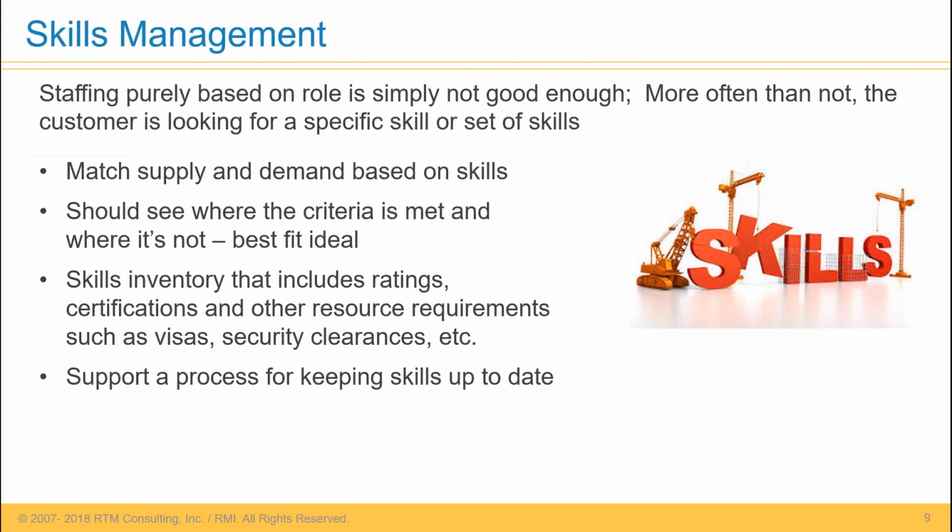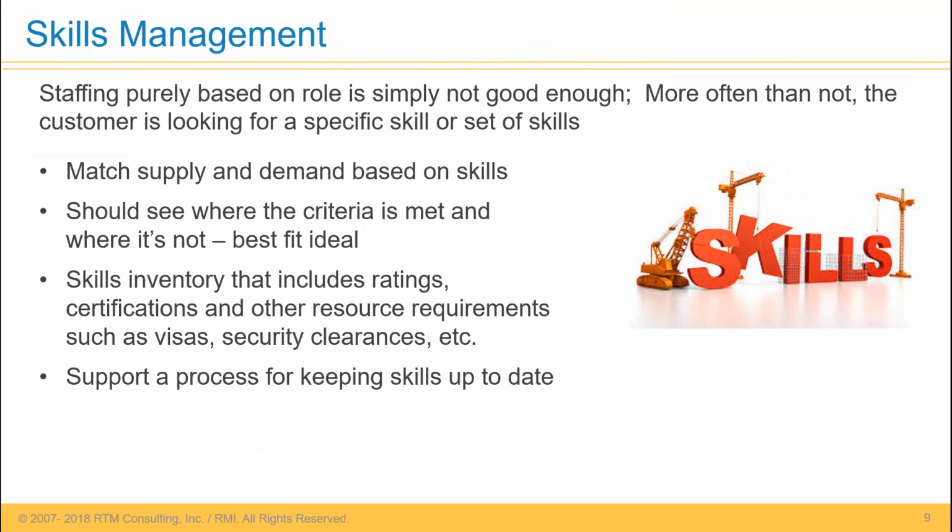And I know I don't have to tell you how important it is to get the person with the right skills onto a project. So when I'm searching for this resource to match to this assignment, I should be able to search by skill or by multiple skills. I should be able to do this fairly easily. I should be able to see the best fit, right? Where the criteria is met, where it isn't met. Again, we talked about trade-offs. Sometimes this is about trade-offs. So maybe this person meets three of the criteria, but not the fourth. So can I live with that?